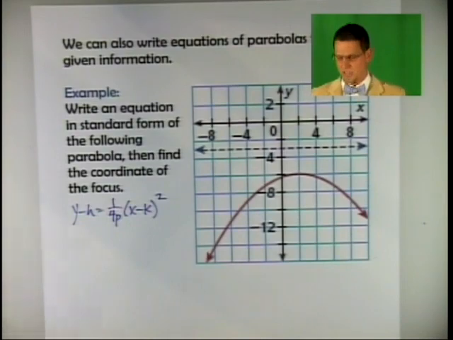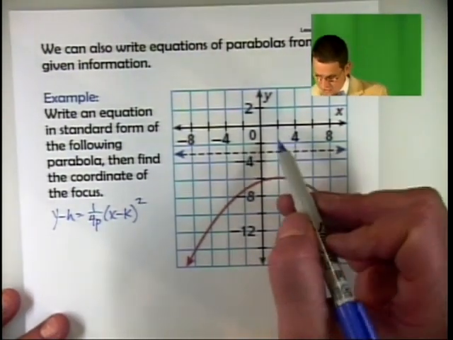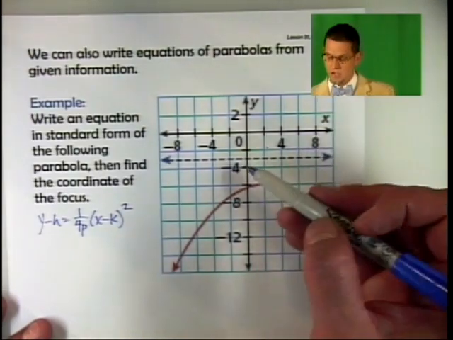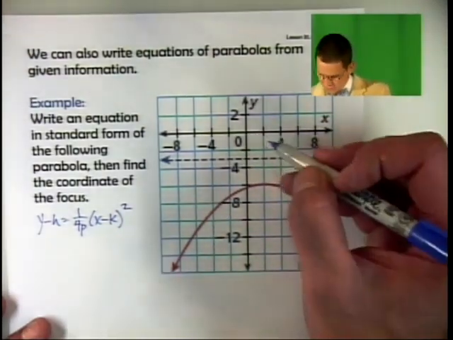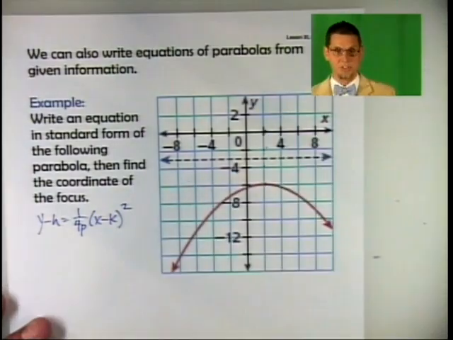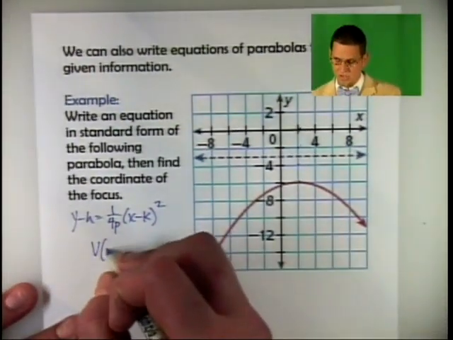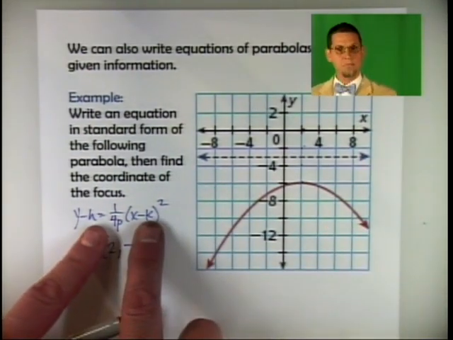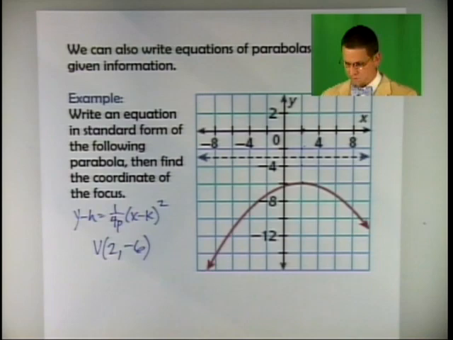Do we know where the vertex is? Well, let's see. Notice our scale here is counting by 2s. 2, 4, 6, 8, and 2, 4, 6, 8 down. So it looks like our vertex is at 2, 2, 4, 6 down. So our vertex is at 2, negative 6. Okay? That already gives me the h and k. All I need to do is find p.